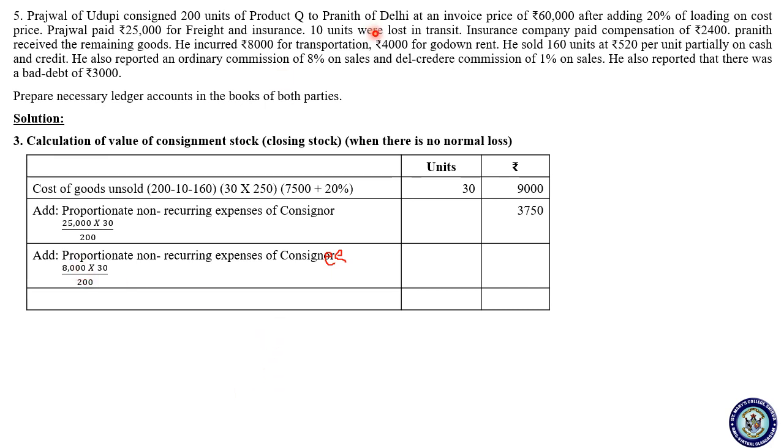Same way, only one non-recurring expense is incurred by the consignee, that is 8,000. Transportation and godown is recurring, so you have to take only 8,000. So 8,000 is for 200 units, and you want it for 30 units. So 8,000 into 30 divided by 200, it comes to 1,200. If you add, you will get the total value of consignment stock, that is closing stock.